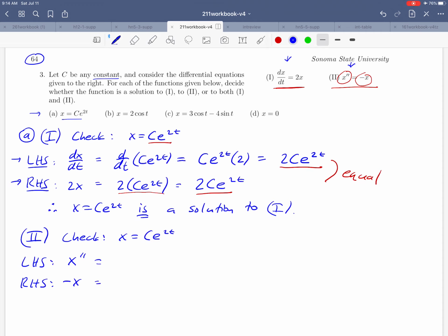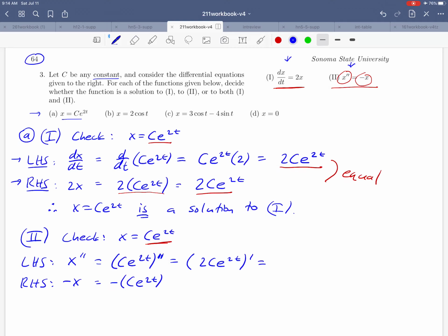We want to substitute in our candidate for a solution, c e to the 2t, into the left and the right-hand side and see if we get the same thing. So c e to the 2t in for x there, and in for x down here. We'll do those calculations separately and see what happens. First of all, what does that double prime mean? That's just asking us to take 2 derivatives of c e to the 2t. We already took one derivative in part A and discovered that the derivative of c e to the 2t is 2c e to the 2t.